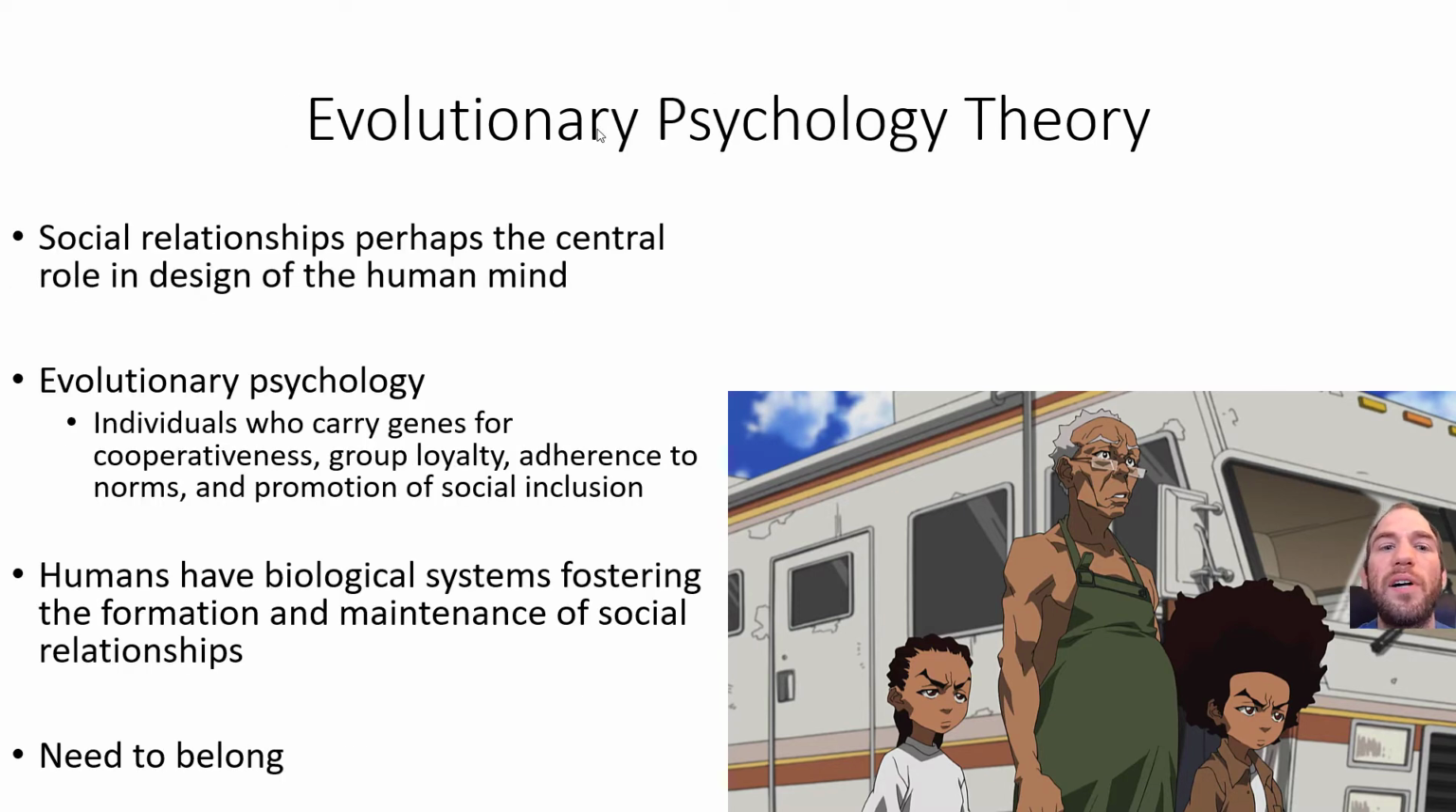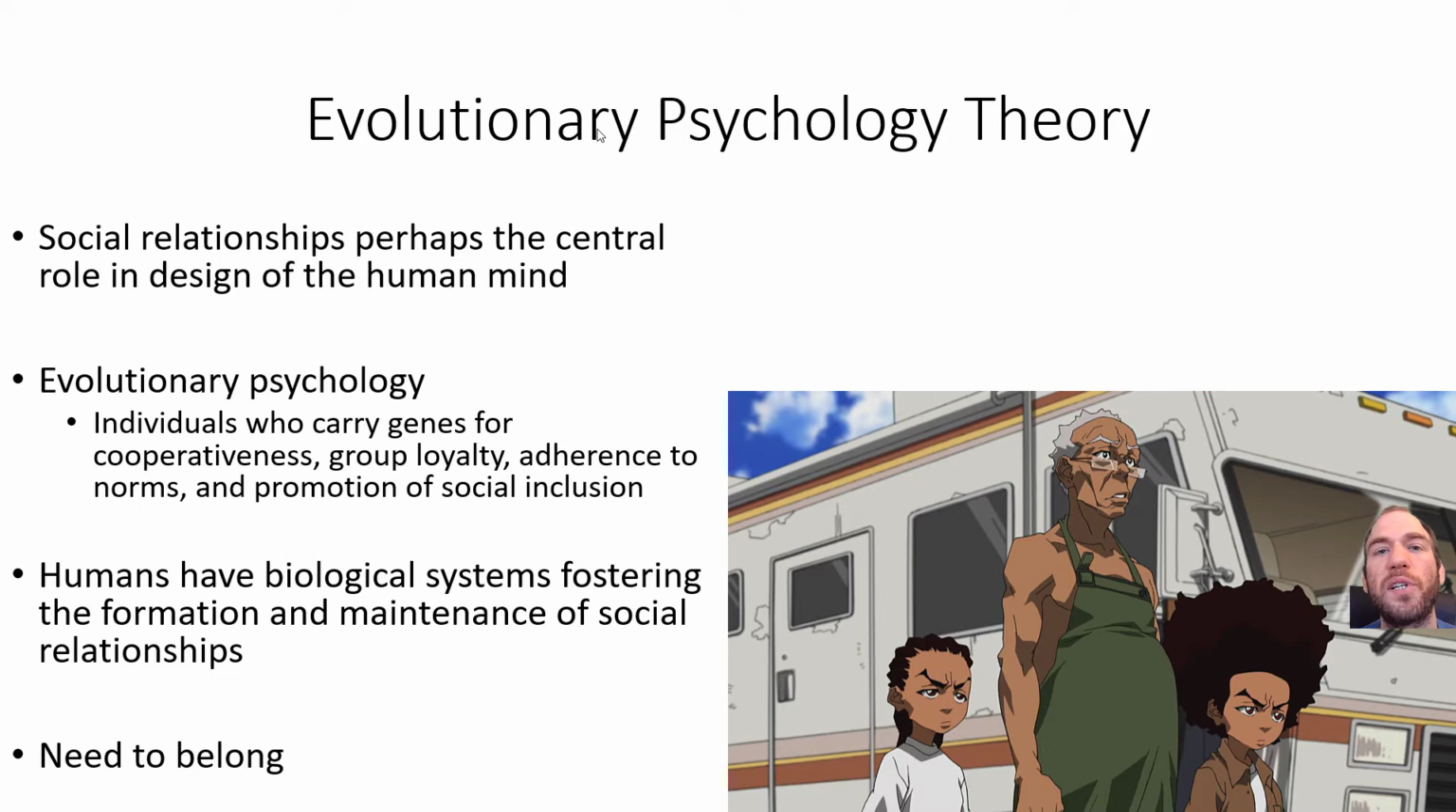Next, I want to talk about evolutionary psychology theories of social relationships. Social relationships are perhaps the central role in the design of the human mind. Evolutionary psychologists argue that individuals who carry genes for cooperativeness, group loyalty, adherence to norms, and promotion of social inclusion were more likely to survive. Humans have biological systems fostering the formation and maintenance of social relationships based on the need to belong.